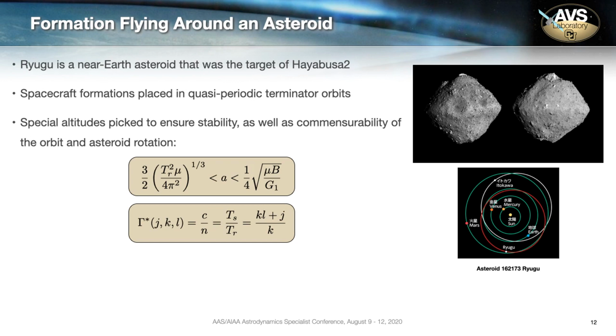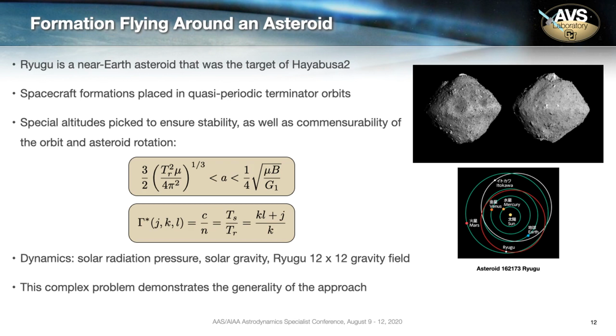Additionally, the orbits were chosen to be larger than a resonance radius condition, the lower condition in this equation for A, to avoid destabilization by the rotating gravity field, and smaller than an upper limit, the one on the right, to avoid escape due to solar gravity and radiation pressure perturbations. Lastly, the dynamics in this example were made as realistic as possible, with solar radiation pressure and solar gravity being modeled, but also a 12 by 12 gravity field for Ryugu.